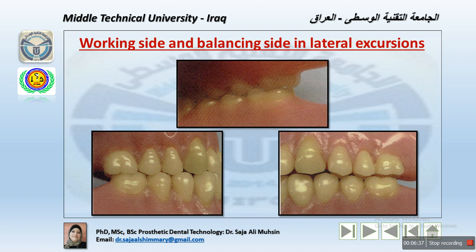And the greater the number of balancing contacts during this excursion, the greater the stability of the denture, of course, because we don't have natural teeth within the socket of the bone, so we want to stabilize our denture. So in this way, the denture will be more stable.